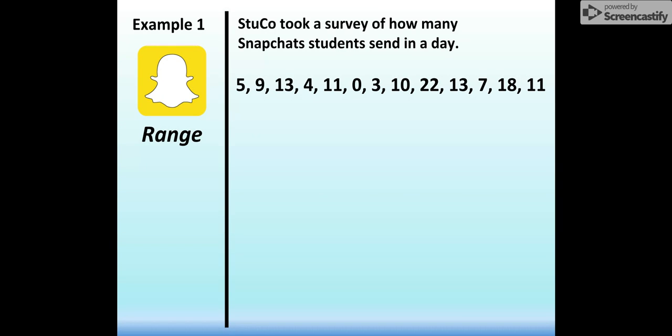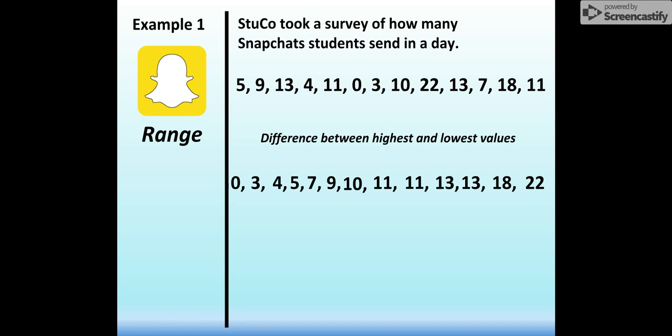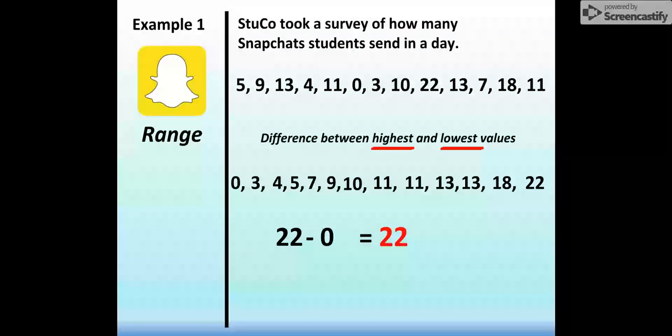Range. Highest value minus the lowest. Go back to our list in order. Highest value of 22. Lowest of 0. So that span is 22.